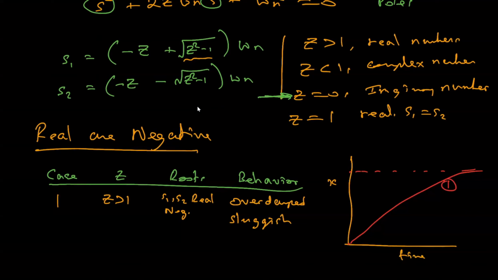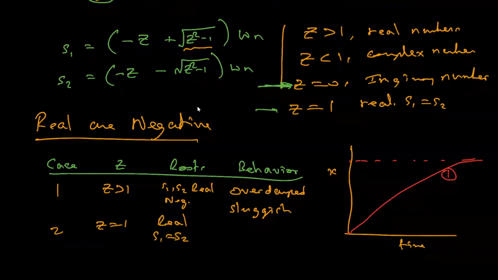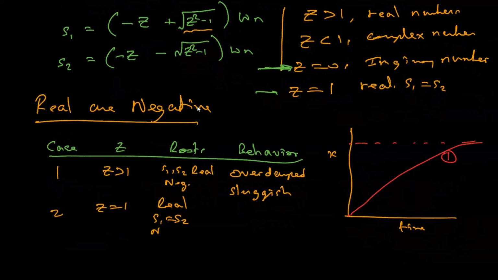Now for case 2, if we start off with a high zeta and we slowly decrease zeta, we eventually reach zeta equals 1, okay? So we eventually reach this situation here. Again, they're real, the same color, they're real, but this time S1 equals S2, and they're still negative.